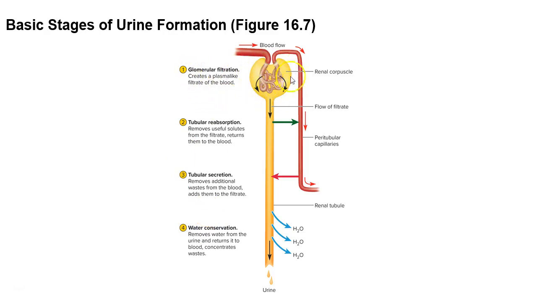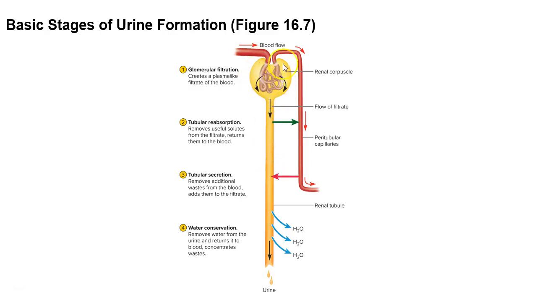So this is where we're going to remove filtrate from the glomerulus, this ball of capillaries that is sitting inside of this renal corpuscle here. And that filtrate will be removed from the capillaries, remember, because there's a higher pressure of blood coming in to this afferent arteriole than there is leaving from the efferent arteriole. And so the high pressure is going to help push filtrate out of this glomerulus, out of these capillaries, into this renal corpuscle, where it will be collected and then sent along those renal tubules.